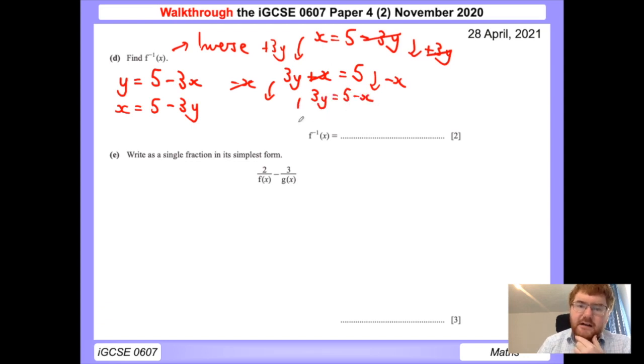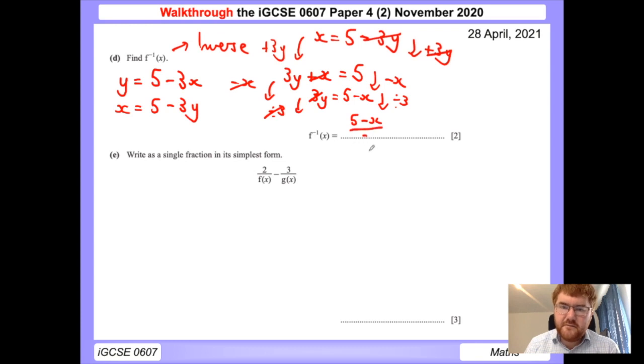And then our final answer is going to drop down very nicely. We're going to divide by 3 on both sides. This cancels with this. And we're going to write our answer as 5 minus x over 3, like so, and then leave it like this. The reason I switch at the start is that, say you forget to switch, then it's not a problem.